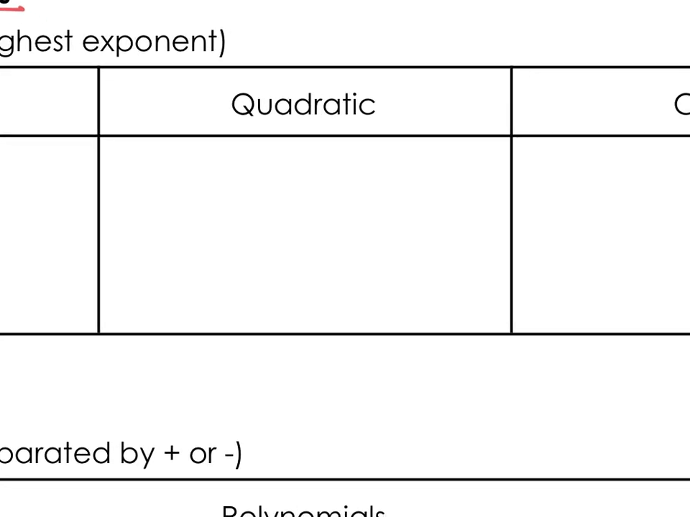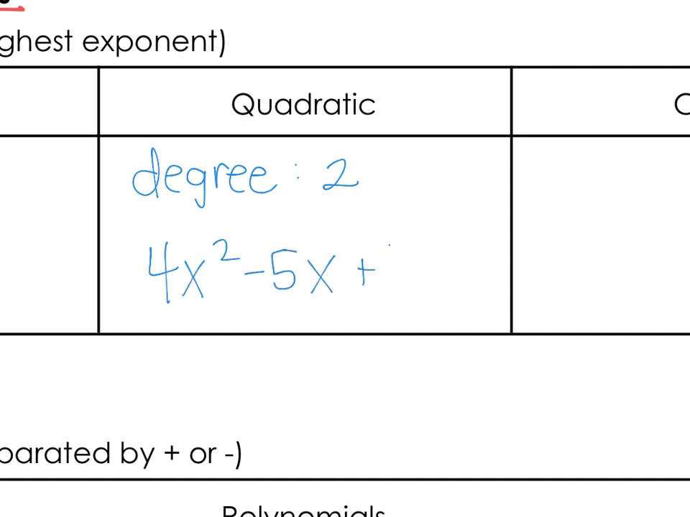For a quadratic, the degree is 2. So we call a polynomial a quadratic if the degree is 2. So an example of that could be maybe 4x squared minus 5x plus 11. See how the highest exponent here is 2? That means it's called a quadratic.